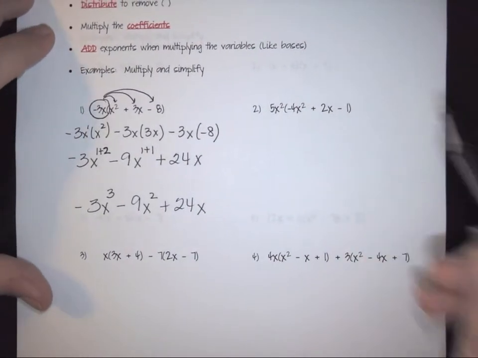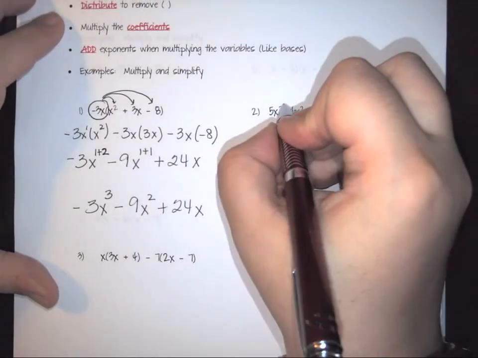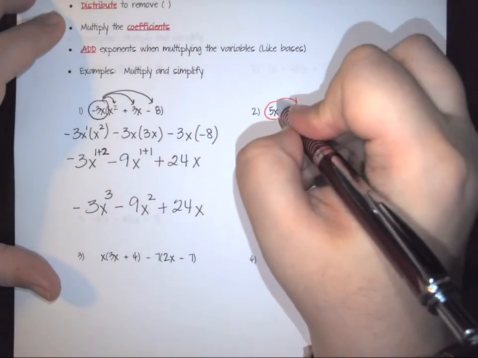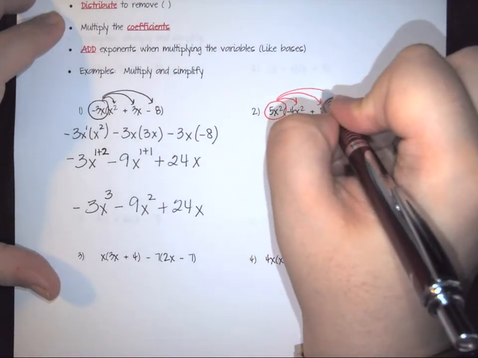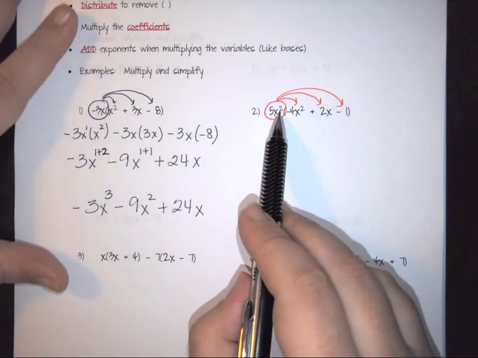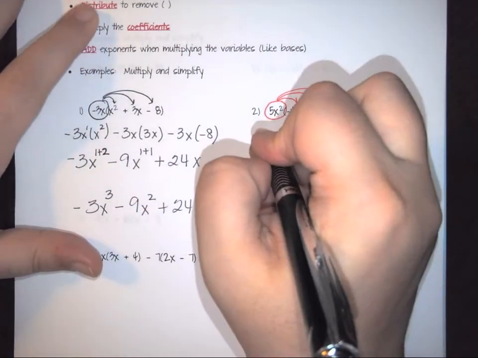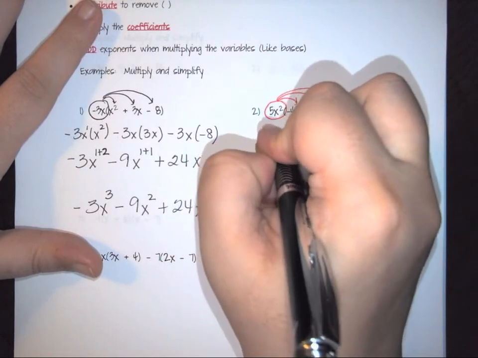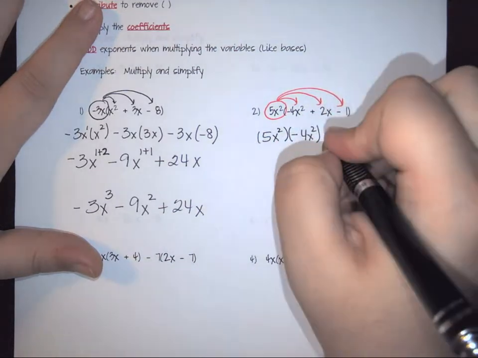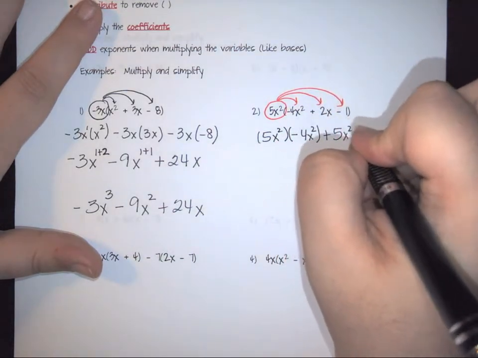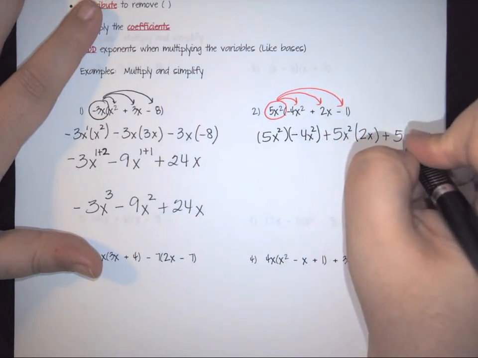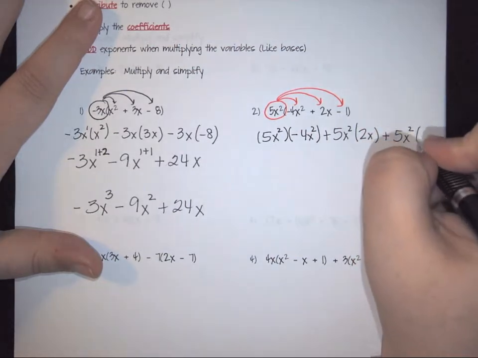Let's look at another one. Now this one is kind of fun. Notice I've got this 5x squared going on. Again, I have to distribute it into all aspects of my parentheses, but in this case my power on the outside is a 2. So this is going to be the 5x squared times my first term, negative 4x squared. Then 5x squared times the second term, which is 2x. And then 5x squared times the third term, which is negative 1.